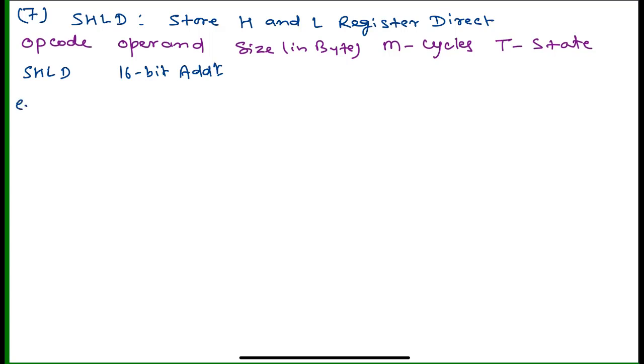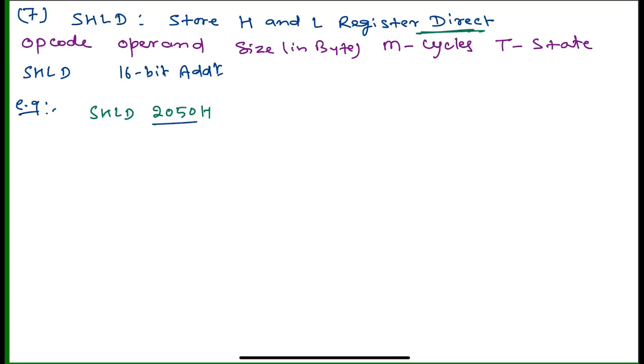For example, let's say this instruction is written here as SHLD 2050H. The function of this instruction is to store H and L register direct. Direct means from which location we need to access that data. That memory address must be mentioned with the instruction itself, so that is the reason it is mentioned here as 2050H. Now we need to find out its size first.